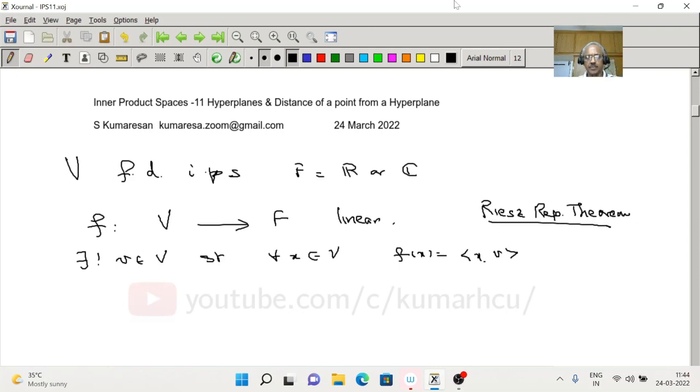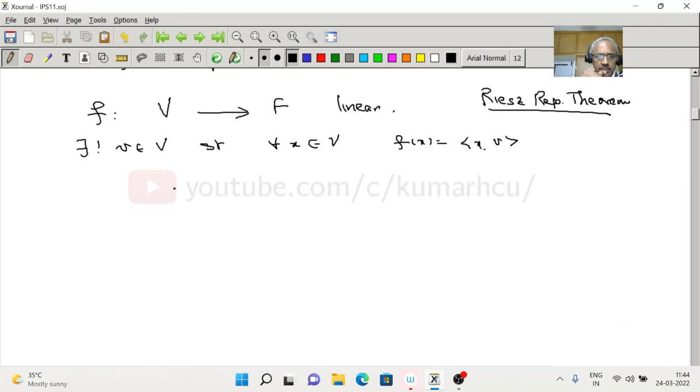We had already seen a proof. We want to see a proof which uses geometry. Suppose f is identically 0. Then what is your choice of v? The obvious choice is v equal to 0. Uniqueness we have seen; the earlier proof also works for this, so I will not bother about that. So let me assume f is not 0.